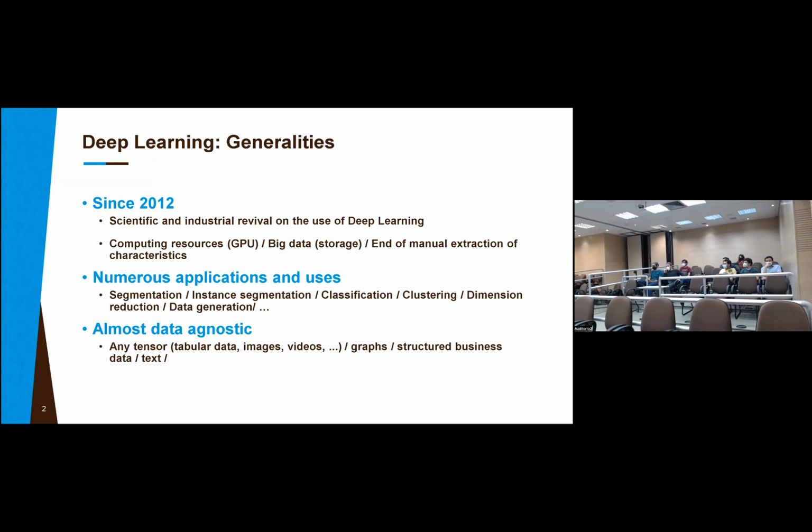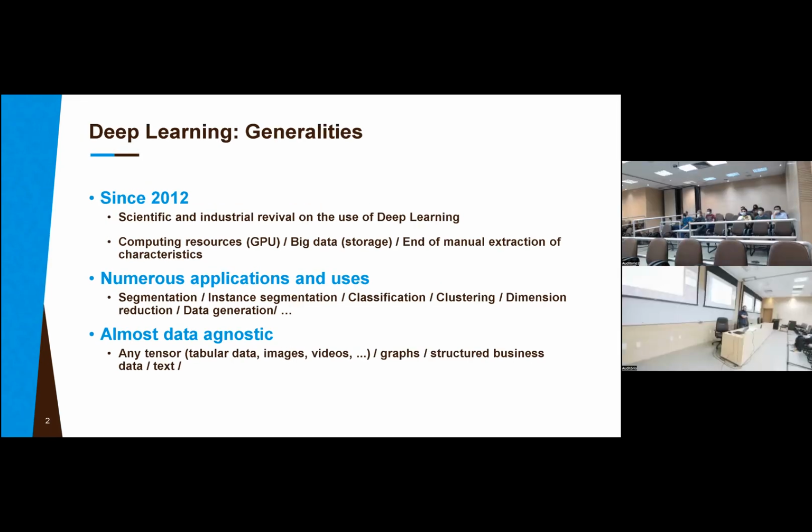Since 2012, there is a revival of deep learning. It's not a new technology, it dates from several decades, but scientific and industry are using more since 2012. And why? Because of several reasons. For example, we have access to more computing resources, such as the GPUs. We have access to more data, thanks to big data infrastructures. And there is also a nice thing, when you are using deep neural networks, you do not have to do any more manual feature extractions. So it means that people that do not have the knowledge of the data can use such kind of method, whereas before you had to really have a strong knowledge of your data.